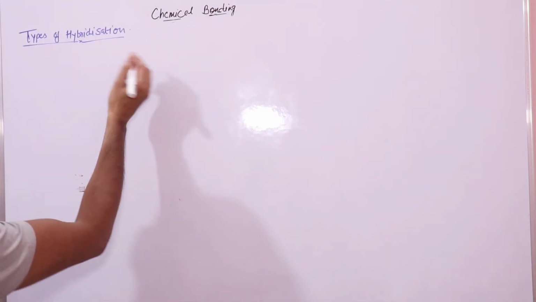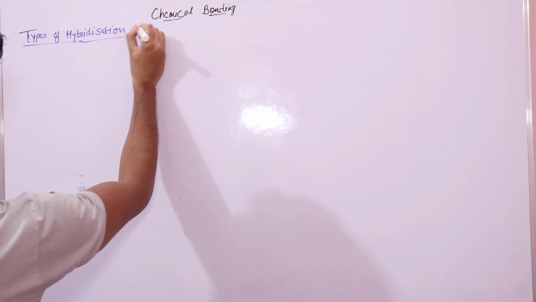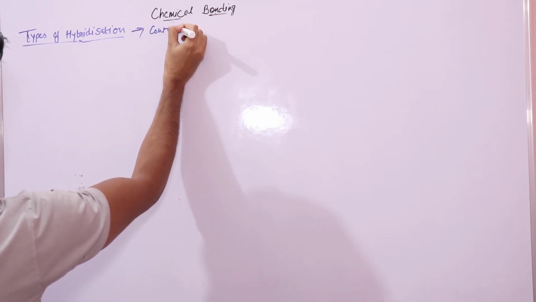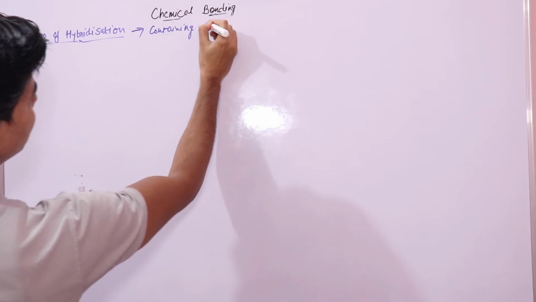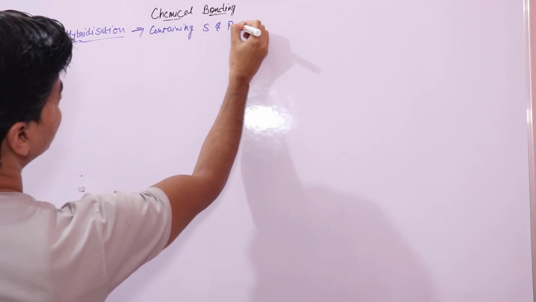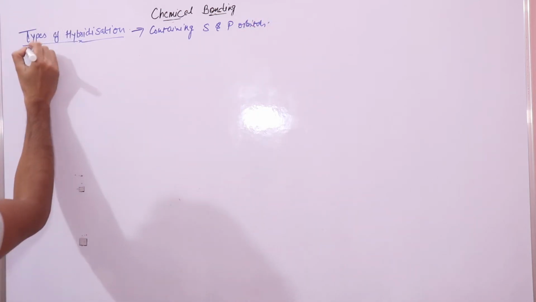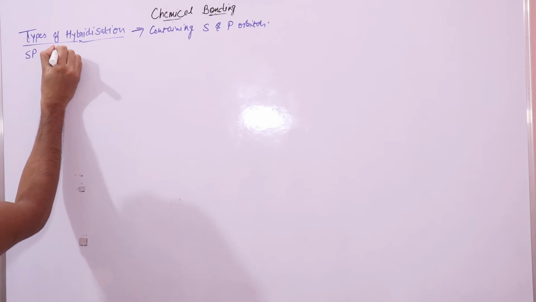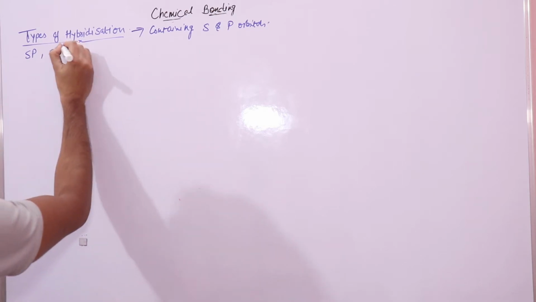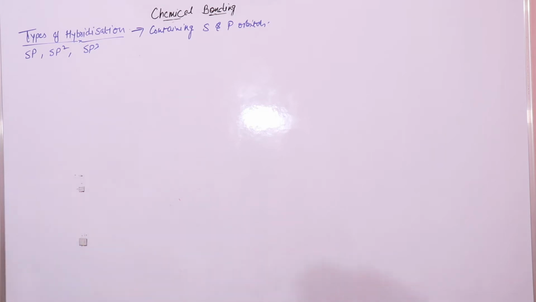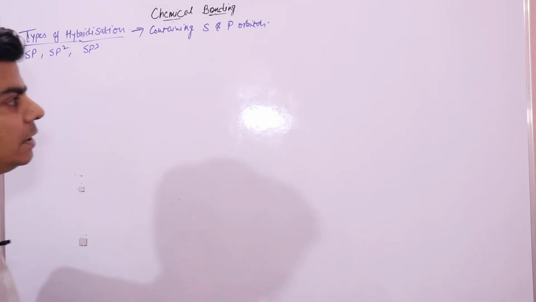So here, types of hybridization containing s and p orbitals, right? So we have three types of hybridization: sp hybridization, sp2 and sp3 hybridization. We'll understand this in this lecture in detail.